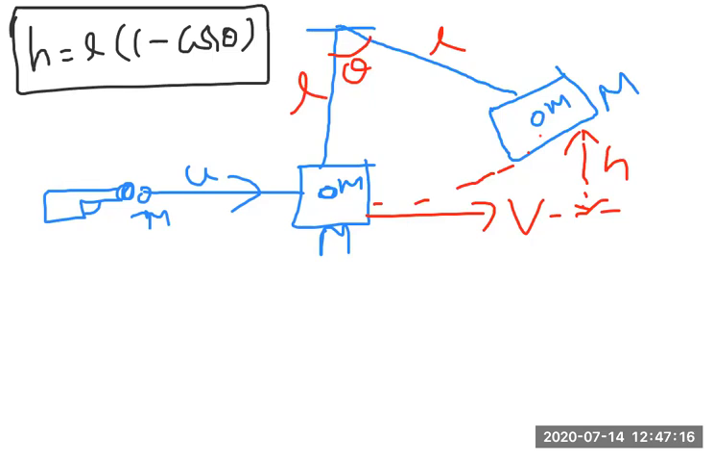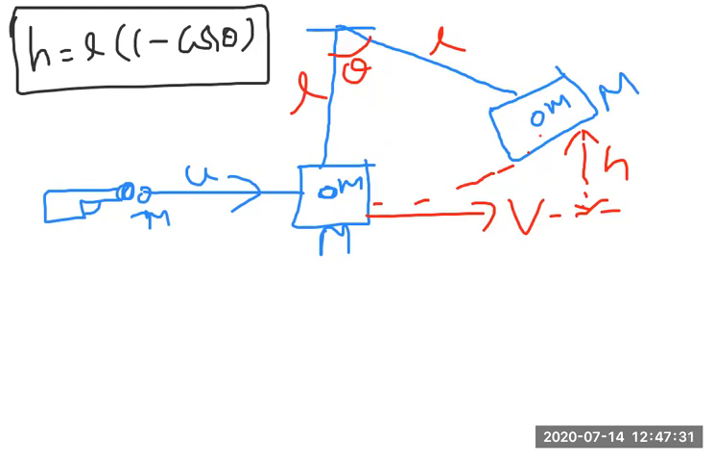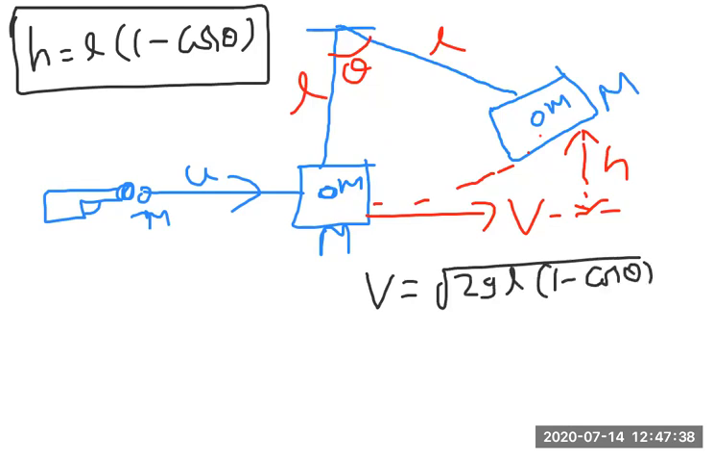How did you get this one, sir? Just in the previous page, we discussed this one, H equal to L into 1 minus cos theta. And we also discussed the velocity here. Velocity is root over 2gL into 1 minus cos theta. So the bottom velocity V is how much? Root over 2gL into 1 minus cos theta. Now it rises to a certain height and comes to rest, V dash equal to 0. So in this situation we can write V equal to square root of 2gL into 1 minus cos theta.